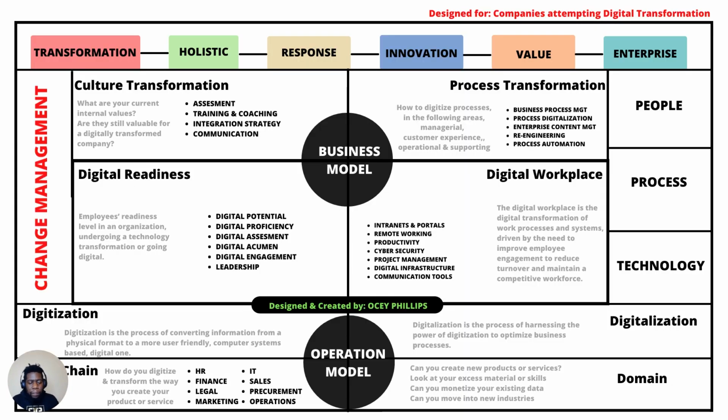So it may be confusing, but we're going to start from the top and then we're going to come down. On the top, we have transformation, holistic response, innovation, value, and enterprise. The initials for all of those things spell THRIVE. And this is how we look at businesses thriving during this time. A lot of businesses are closing down. A lot of businesses are not sure where to go, and they're just floating.